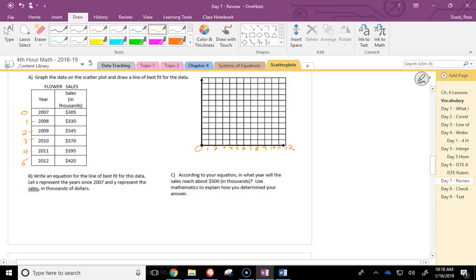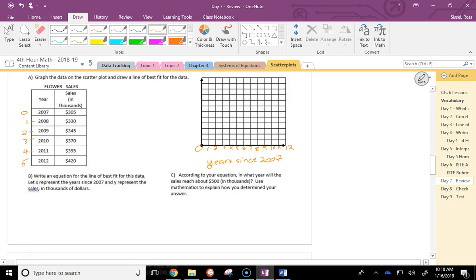After you make your scale, you need to tell me, what is this? This is years since 2007. Make sure your label says all that. If you just said years, I'm going to take a point off because we're not in year 1 or year 2 or year 3. We're in 2008, 2009, and so on. If you did not put a label, you will lose points. So you have to make sure you're labeling on these.